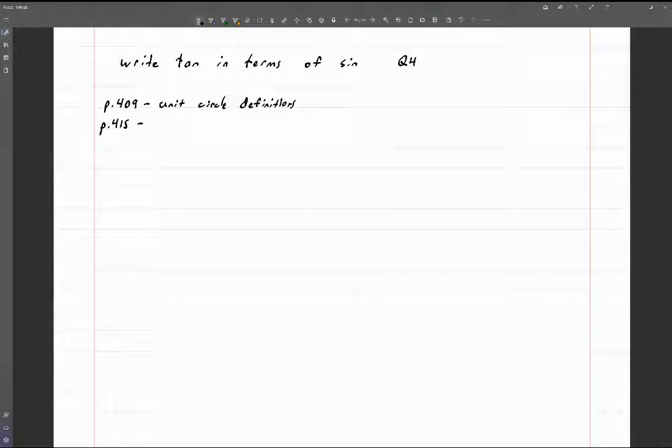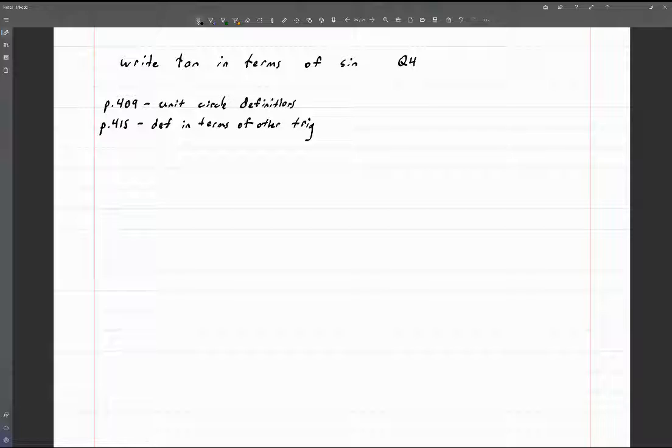What they, in this blue box on this page, refer to as the reciprocal identities, I usually refer to as the definitions in terms of other trig functions. Specifically in reference to a problem like what we're looking at. As well as also on page 415, you need to have the 3 Pythagorean identities memorized.